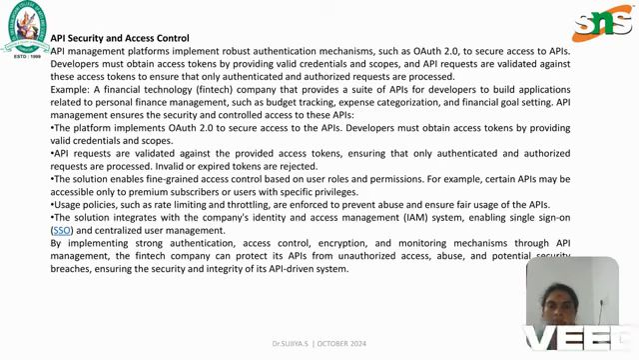And the solution enables fine-grained access control based on user roles and permissions. For example, certain APIs may be accessible only to premium subscribers or users with specific privileges. Usage policies such as rate limiting and throttling are enforced to prevent abuse and ensure fair usage of the APIs. By implementing strong authentication, access control, encryption, and monitoring mechanisms through API management, the fintech company can protect the APIs from unauthorized access, abuse, and potential security breaches, ensuring the security and integrity of API-driven systems.